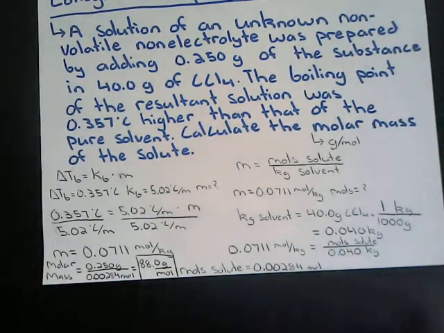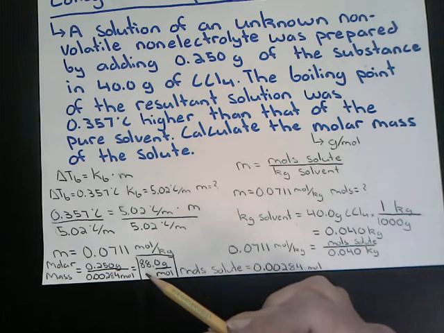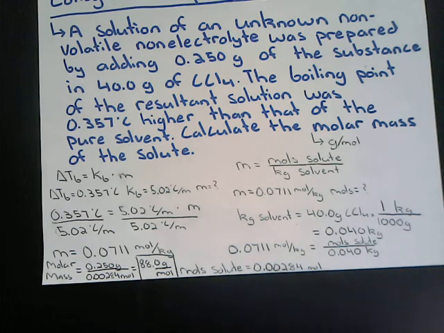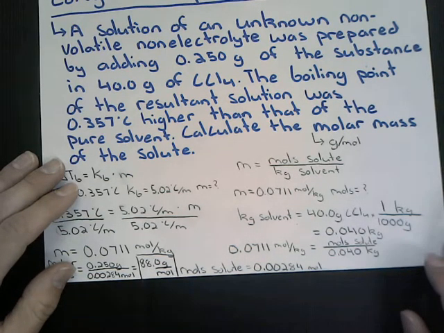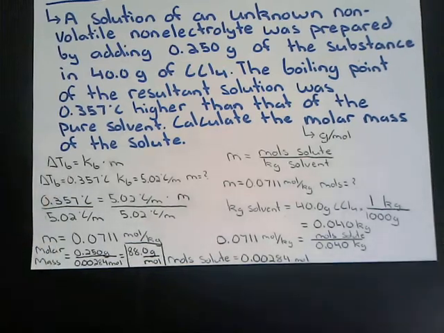All right, I know I squeezed a lot in here, but remember, we use our molality formula to find our moles, and then we plug that back into our molar mass, grams per mole, to find our final answer of 88 grams per mole.